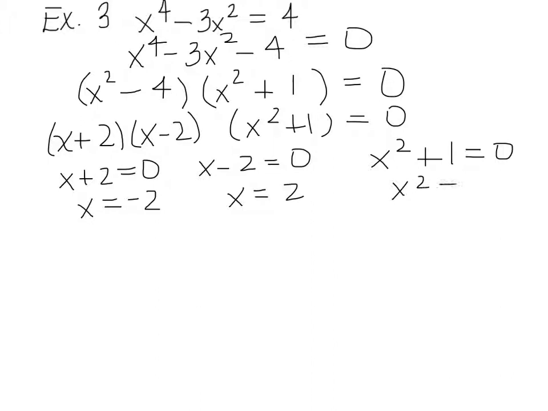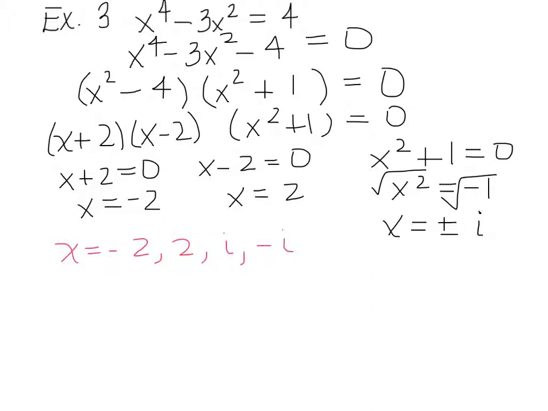Here I'm going to subtract 1, square root it. So x will be plus and minus i, because there's that square root of negative 1. So my degree, which was 4, says that you should have 4 solutions. They are negative 2, 2, positive i, and negative i.